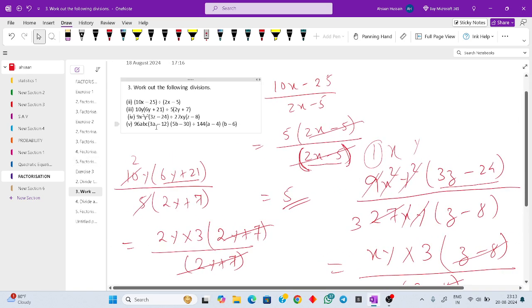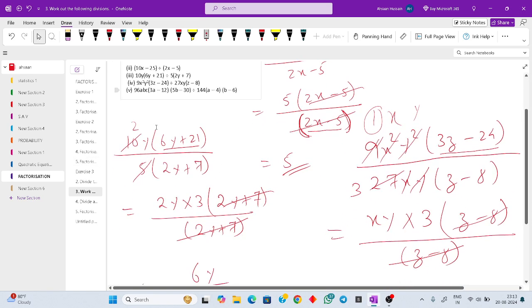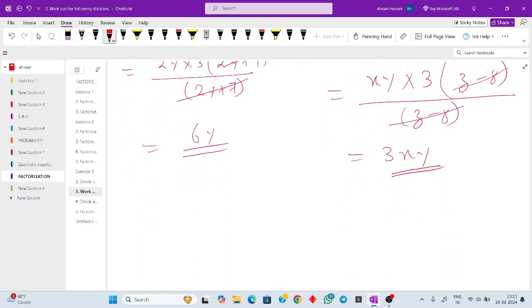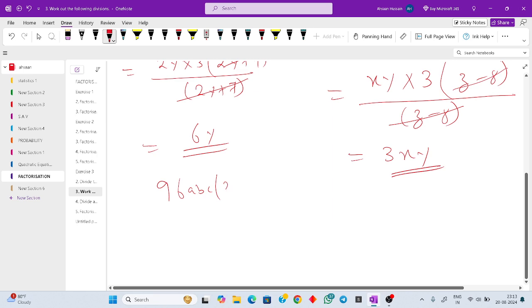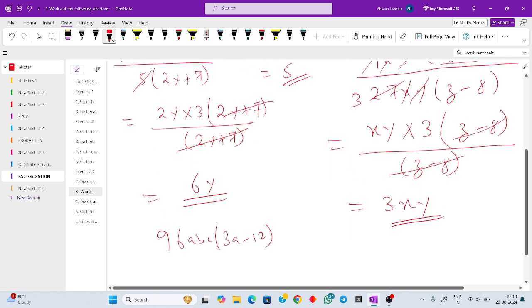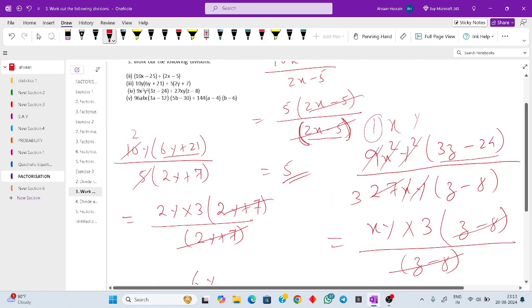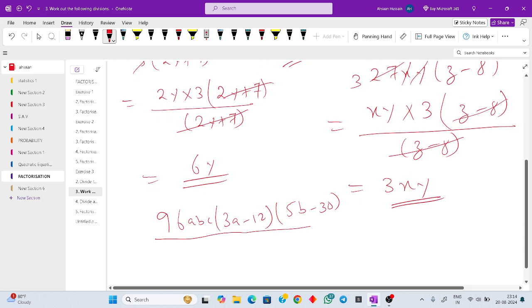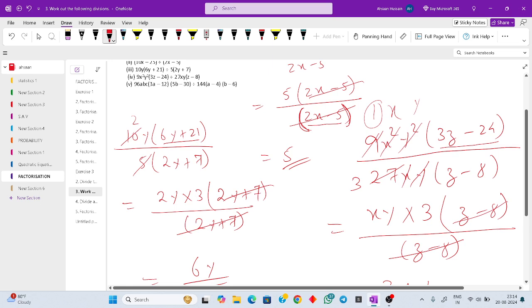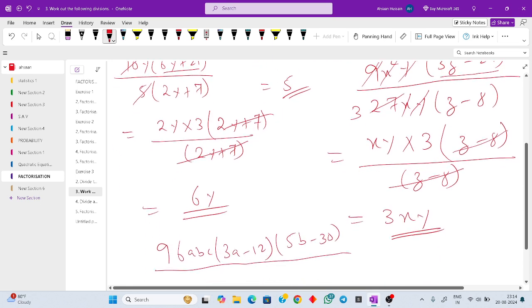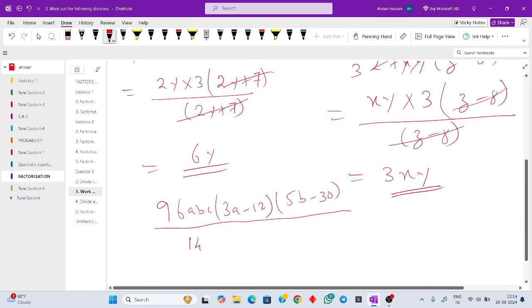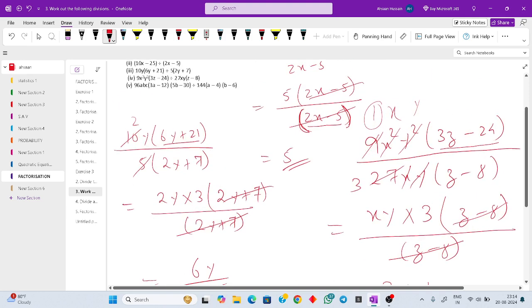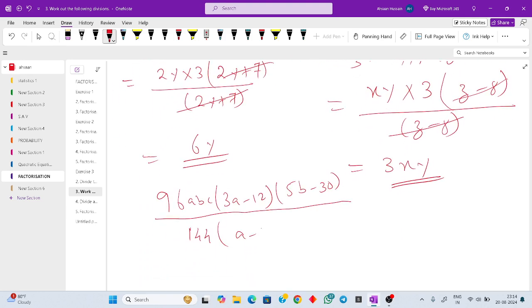The last question is 96 abc (3a minus 12) times (5b minus 30) divided by 144 (a minus 4)(b minus 6).